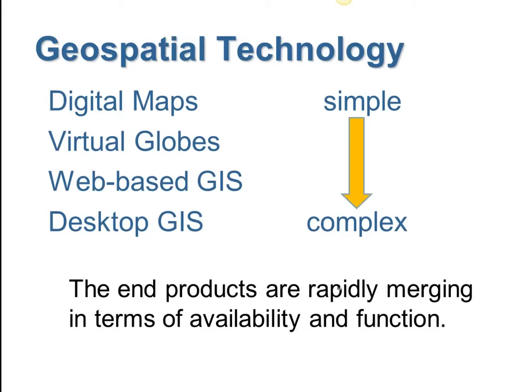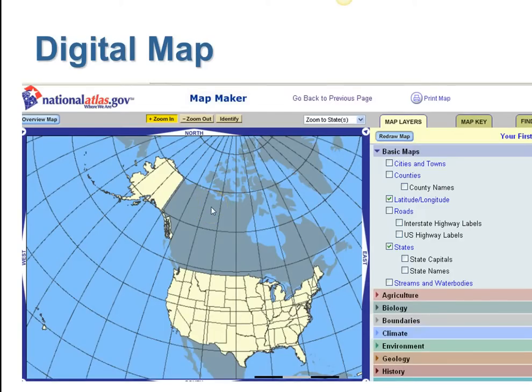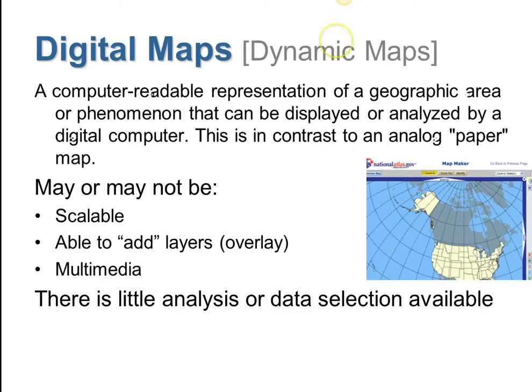So in terms of complexity, this is kind of how they look. The digital atlas is probably the simplest of the technologies. The layers are here. You can scale in and out. You can't add new layers or do overlays, but they do have multimedia links, and there's not a lot of analysis you can do with these other than visual pattern recognition, being able to talk about location and then speculate on influence and the other kinds of ideas.